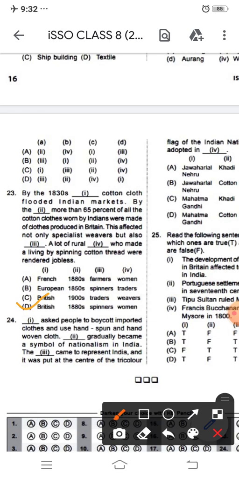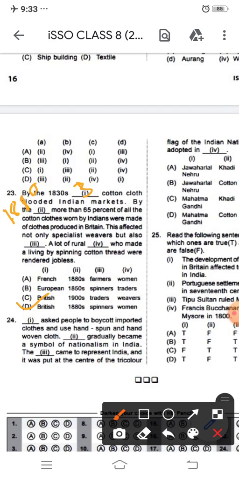So by the 1830s, the British cotton cloth flooded Indian markets. By the 1880s, more than 65 percent of all the cotton clothes worn by Indians were made of cloth produced in Britain. It affected not only specialist weavers but also the spinners, a lot of rural women who made a living spinning cotton thread, who were rendered jobless.